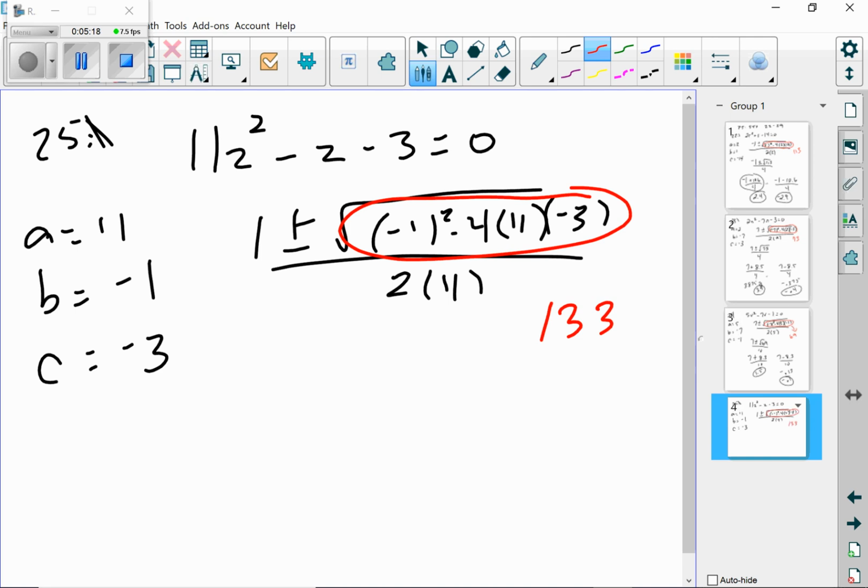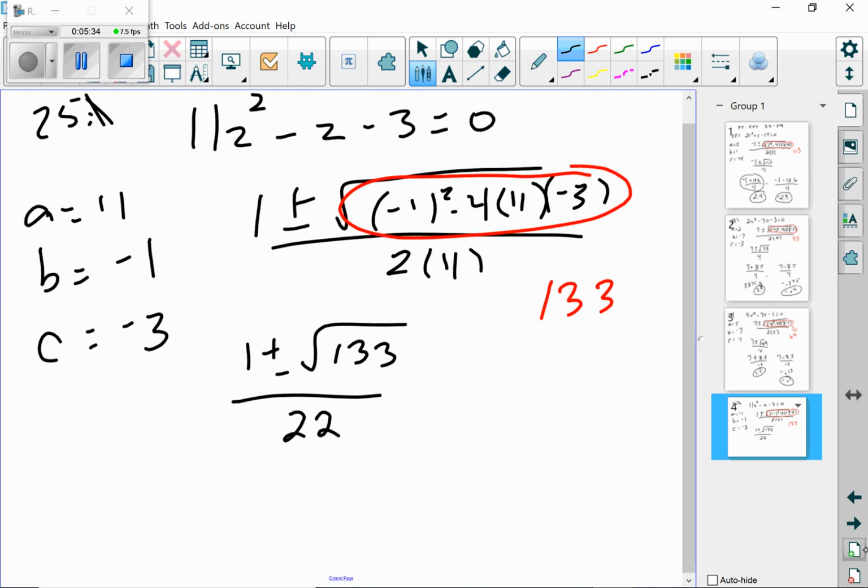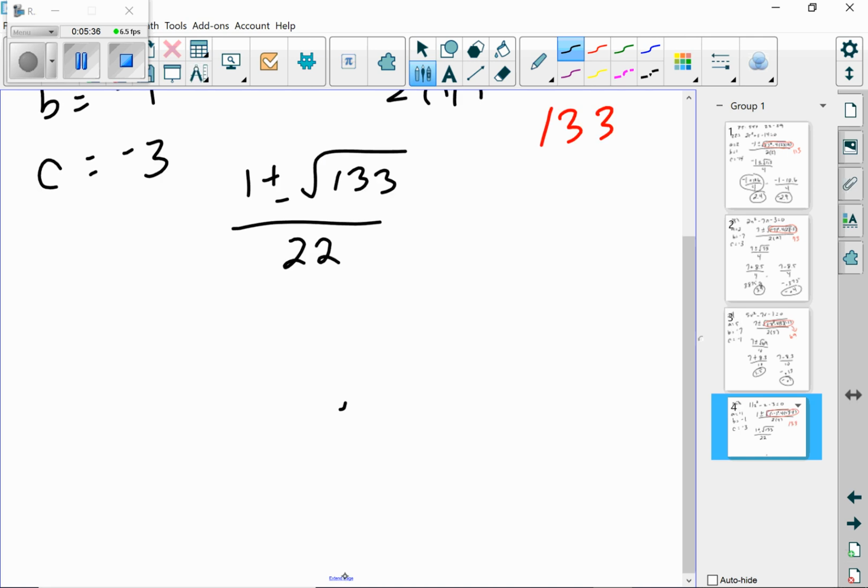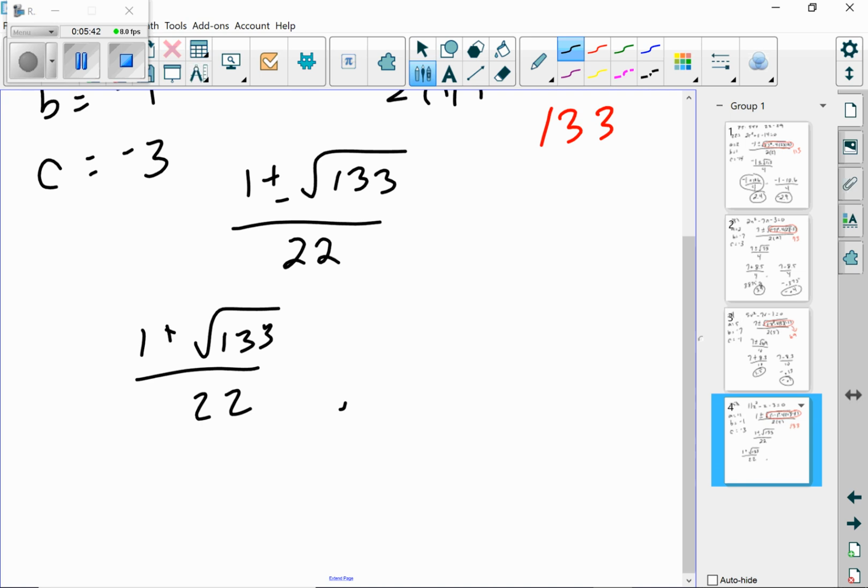So I've got 1 plus or minus the square root of 133 over, I don't know, that's supposed to be a 22, it looks like. Yeah, that's an 11. 22. This is going to turn into, all right, 1 plus the square root of 133 divided by 22 on the calculator. And let me erase that. I can go ahead and do that part right here. So the square root of 133 is going to be about 11.5.